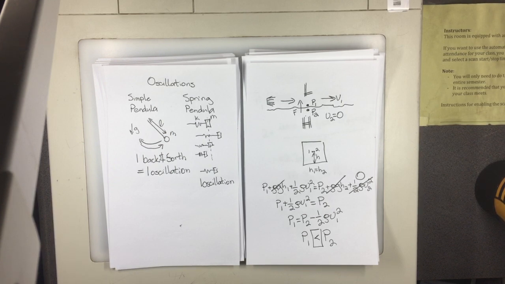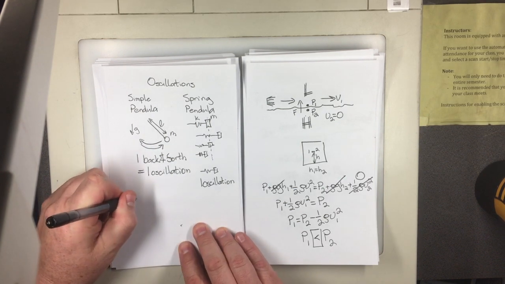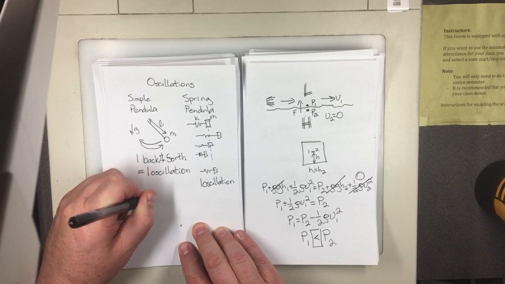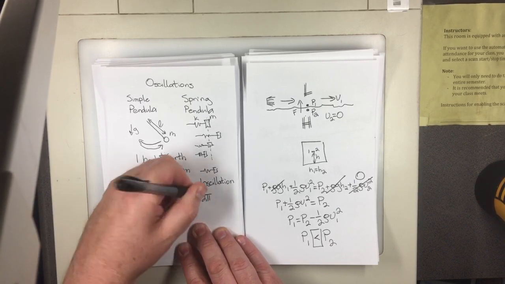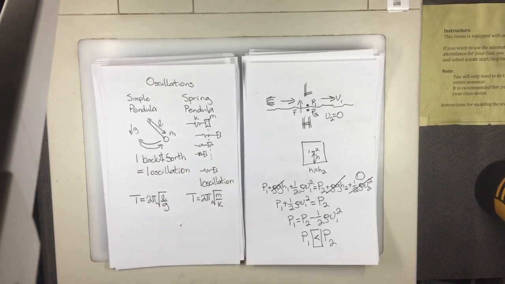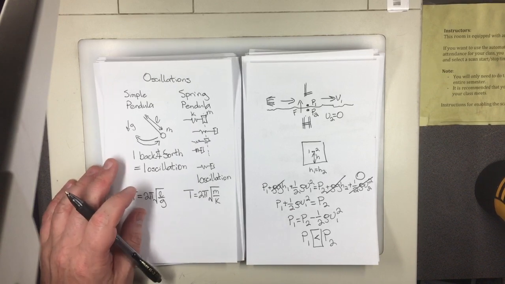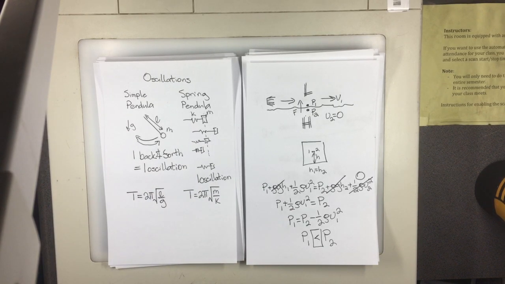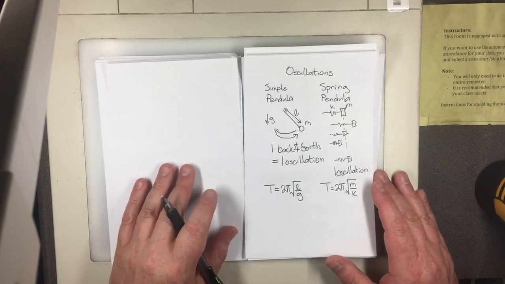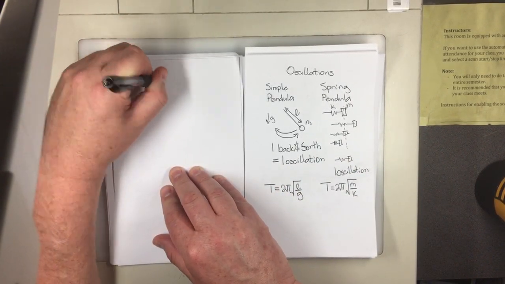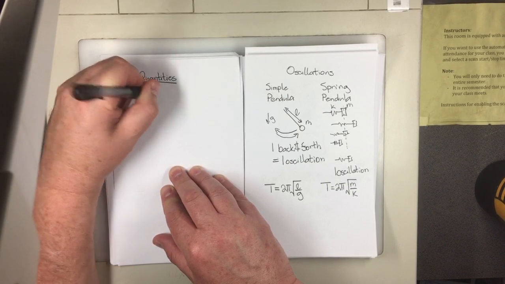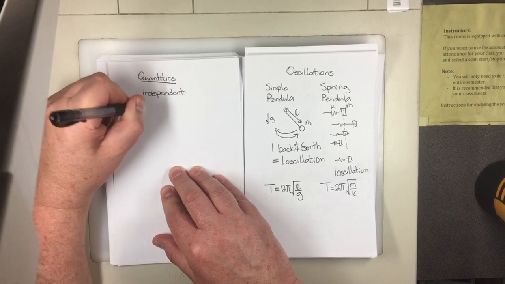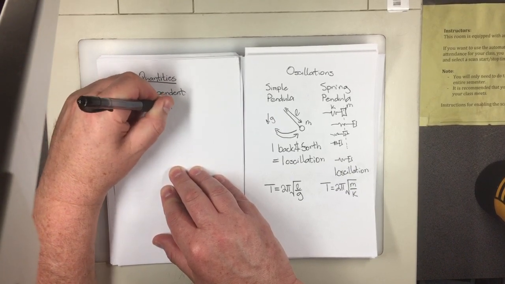So simple pendula and spring pendula are the two that we're going to look at. The simple pendulum has a period of 2 pi square root of L over g, and the spring pendulum has a period of 2 pi square root of m over k. This is something we really need to slow down and focus on: quantities that are independent and quantities that are dependent.